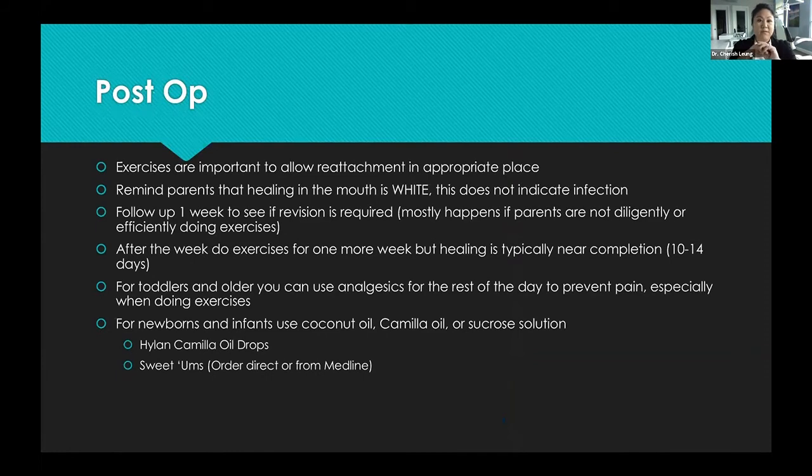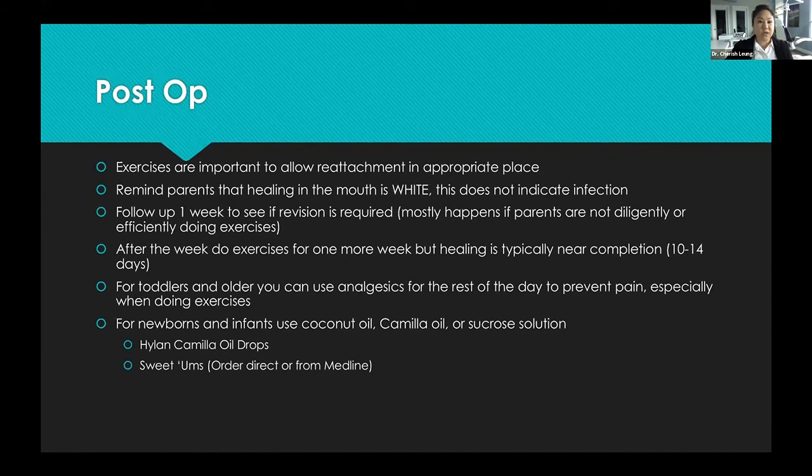So remind the parents, again, reiterate, that the healing in the mouth is white. This does not indicate infection. Infection rates are super low with this, actually. You want to follow up in 1 week to see if that revision is required, which, like I said, will only really happen if they're not doing the exercises at home or not doing them efficiently and effectively. After the week, you do encourage them to do the exercises for another week, but usually healing is more near completion by then, so you don't have to worry as much. But I do encourage it, just make sure that you're fully getting that healing in the right position.